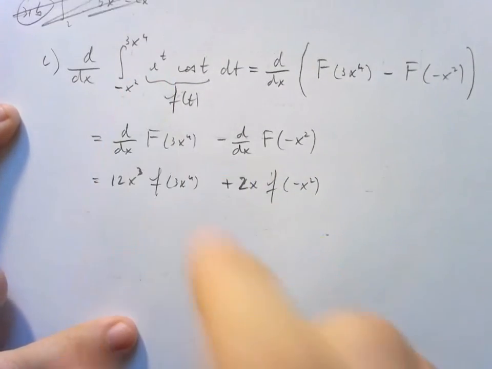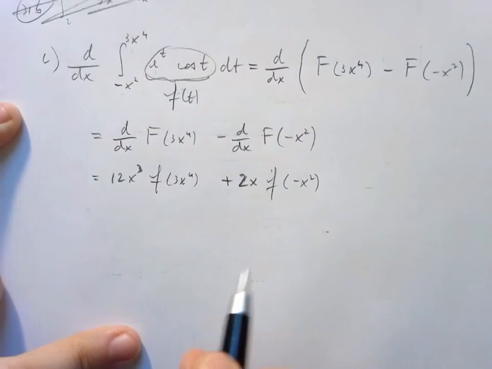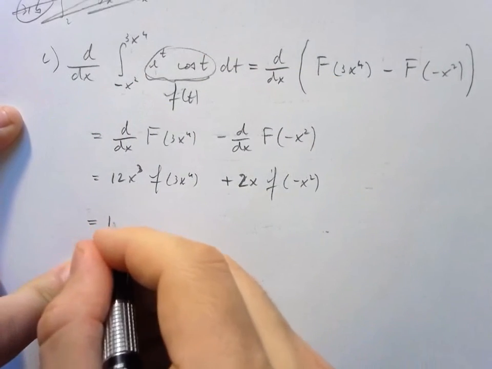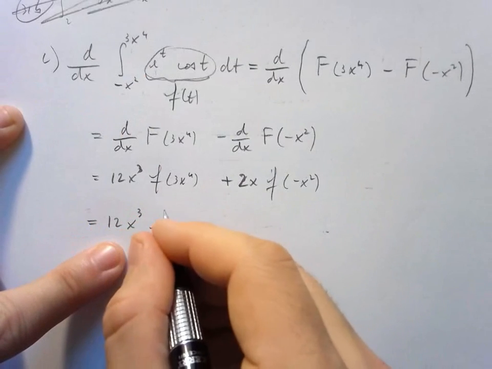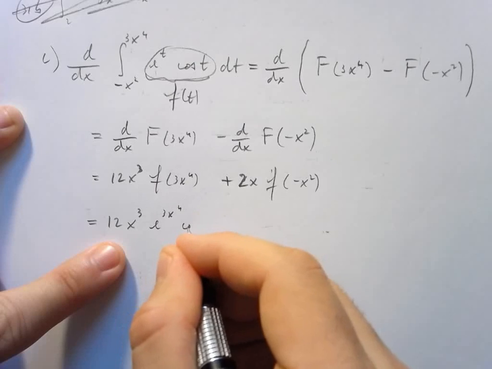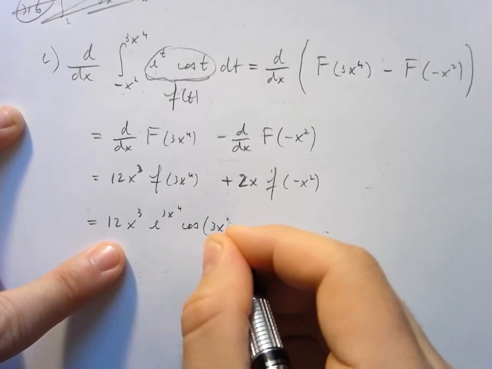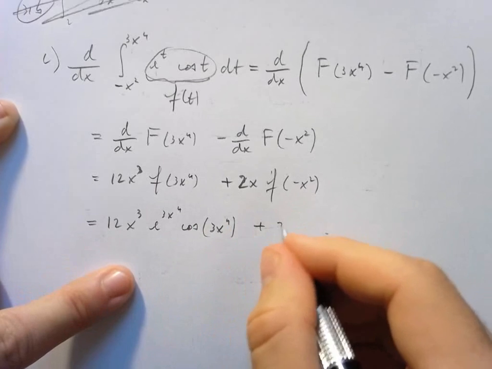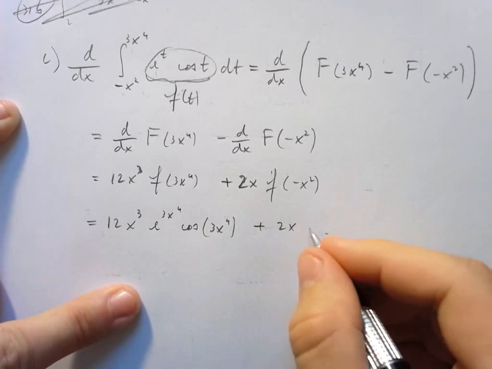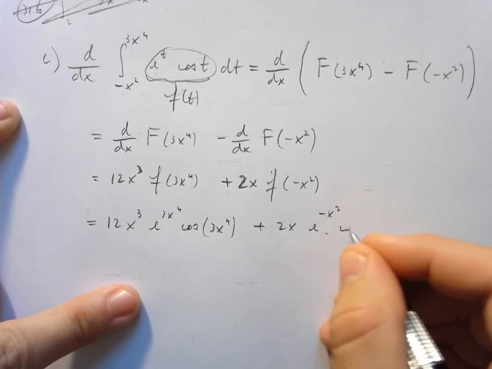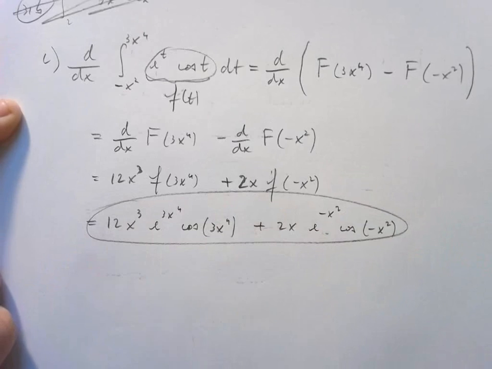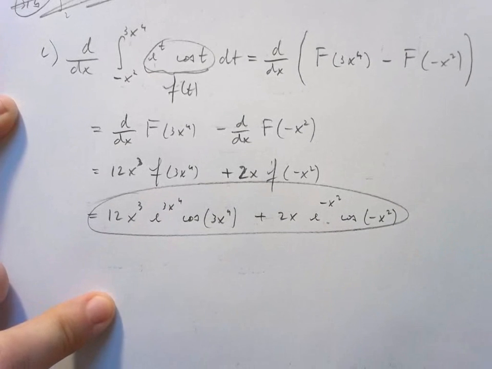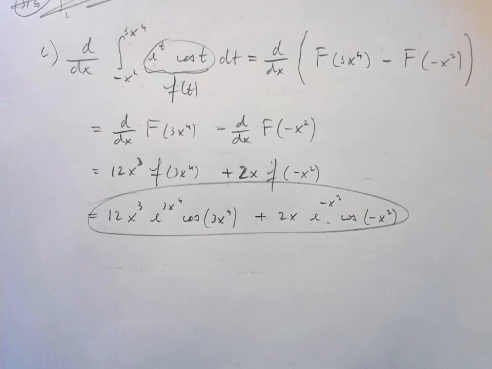Let's plug that into the formula for little f, which is the original integrand here. So this should be 12x cubed e to the 3x to the fourth cosine of 3x to the fourth plus 2x e to the minus x squared cosine of minus x squared, and that's the formula for the derivative. And that also concludes the integral section of the review, and we only have one section left, which is applications of integral.